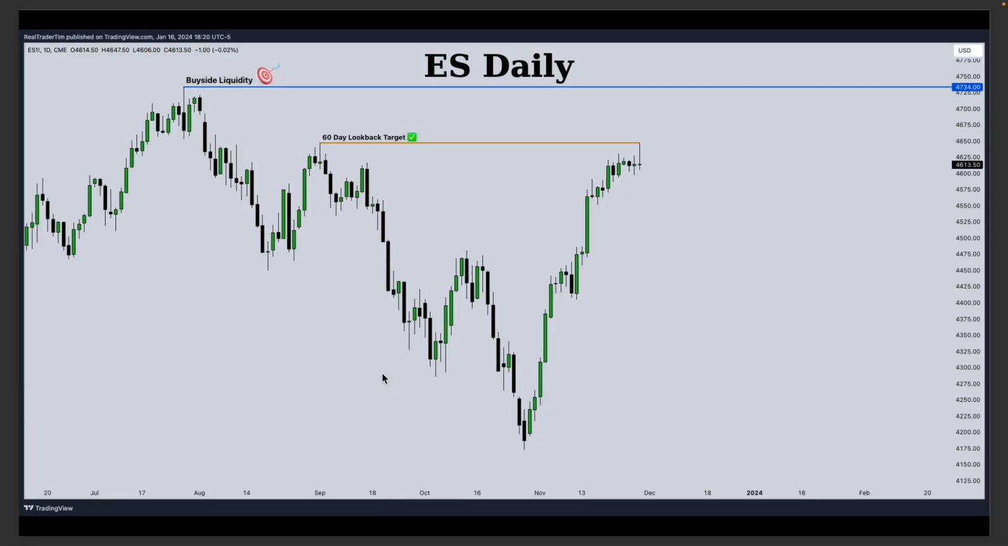So zooming back out to the daily chart, after everything we just discussed on our way up to get this 60-day look back, do we just automatically reverse and look for lower prices? No, we still continue to operate within those lower time frame dealing ranges. As long as those lower time frame dealing ranges continue to support price, we should expect that we're going to continue higher through this 60-day look back buy side target. If we're going to assume that we're going to continue higher, where would we target? Buy side liquidity here.